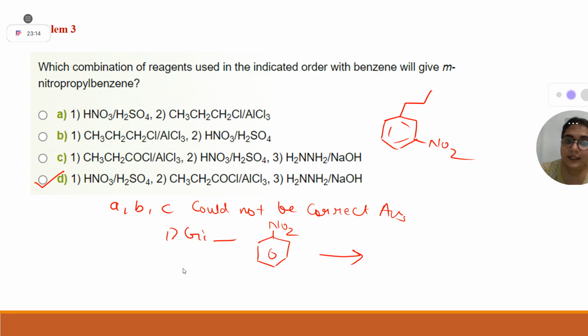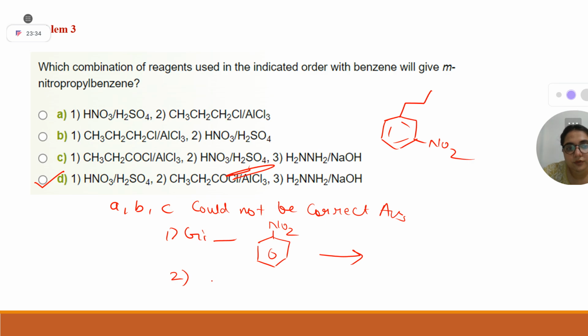Let's say it is giving the Friedel-Crafts product from this nitrobenzene, but the yield will be very much less. Why? Because this ring is deactivated by your nitro group. This I am telling. Now tell me why option number two is not correct.